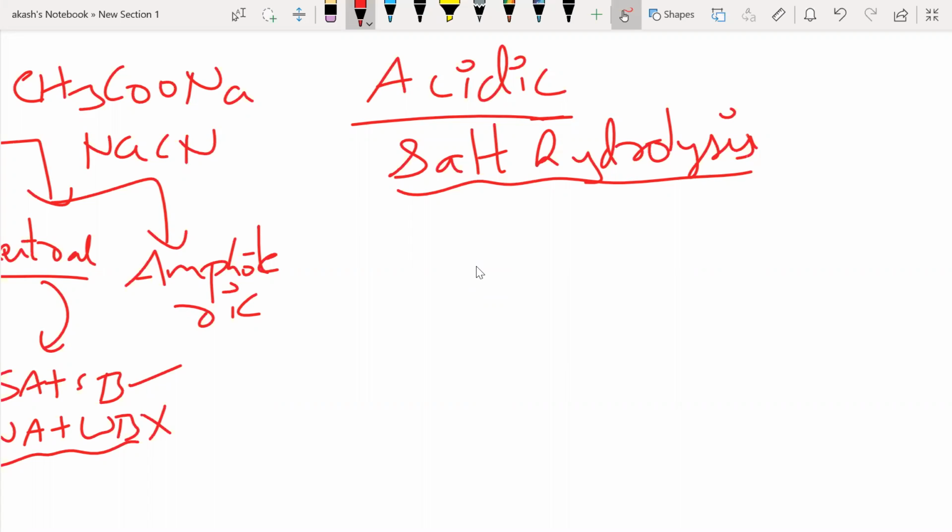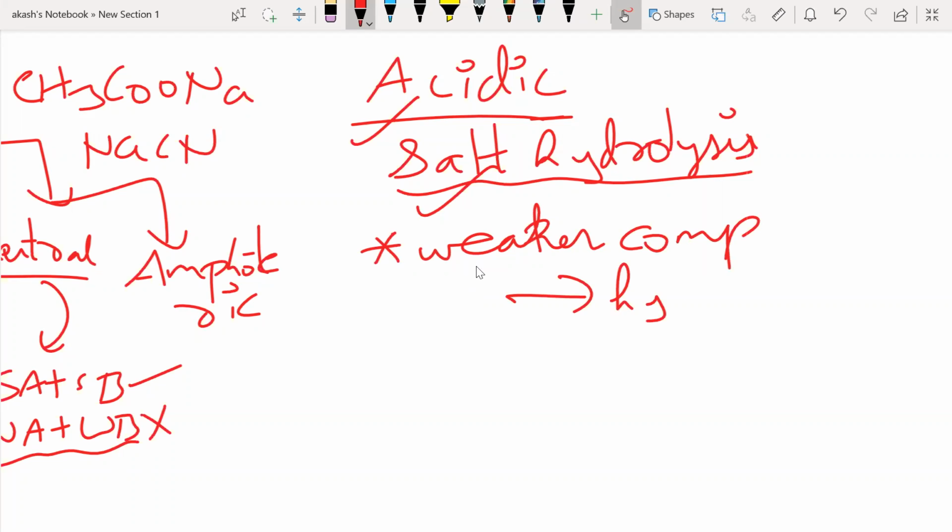Now what you have to understand, guys, whether it's going to be an acidic salt or a basic salt, please understand one point: it is the weaker component which gets hydrolyzed.